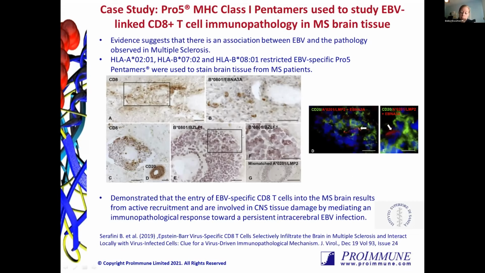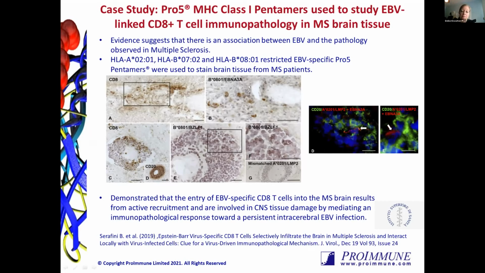Okay, this next case study comes from the Istituto Superiore di Sanità in Rome, in which they used the pentamers to study EBV-specific CD8 T cells in the immunopathology of multiple sclerosis. So there is evidence that suggests that there is an association between EBV and the pathology observed in MS. So they used EBV-specific pentamers that were restricted to various HLA types of the donors that were used in this study. And these consisted of A0201 restricted, B0702, and B0801 restricted EBV pentamers.